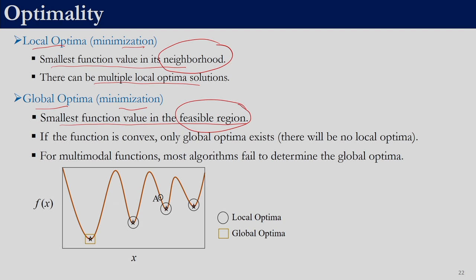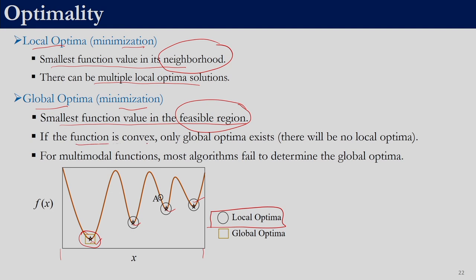So here, if we see, out of these four points, 1, 2, 3 and 4, all the four points are local optima, right? Because they have the least value in their neighborhood, whereas this particular point is actually the lowest among the entire feasible region. So if our feasible region is from here to here for f of x, for a single variable optimization problem, then we can see that the best solution is over here. These are also local optima, but this is the global optima, right?